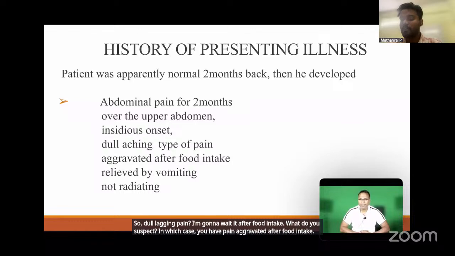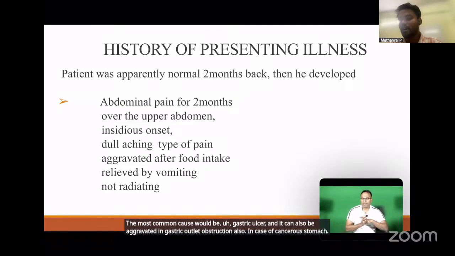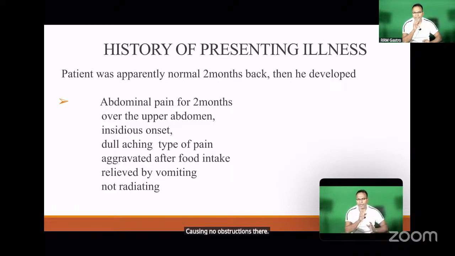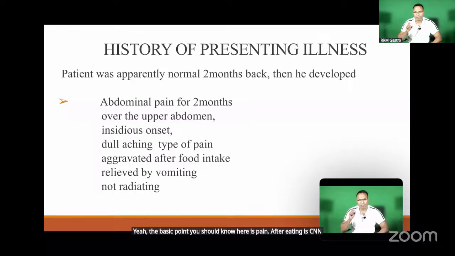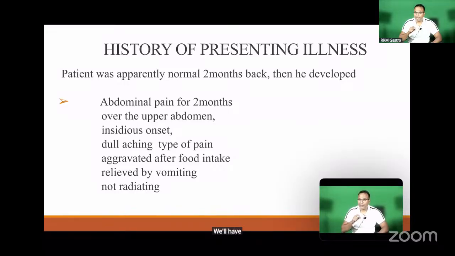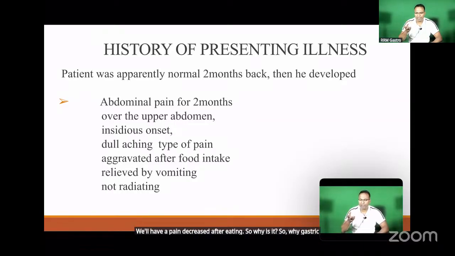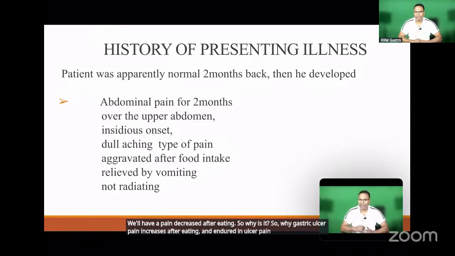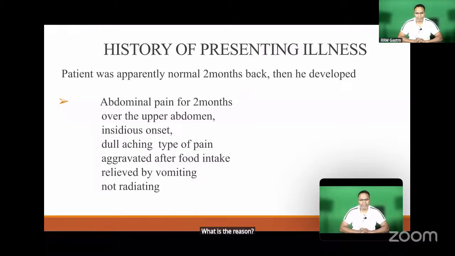So the most common cause would be gastric ulcer, and it can also be aggravated in gastric outlet obstruction, in case of cancer stomach causing the obstruction. The basic point you should know here is pain after eating is seen in gastric peptic ulcers. Gastric peptic ulcers will have pain after eating, and duodenal ulcers will have pain decreased after eating. Why gastric ulcer pain increases after eating and in duodenal ulcer pain decreases after eating? What is the reason? Can you tell me?